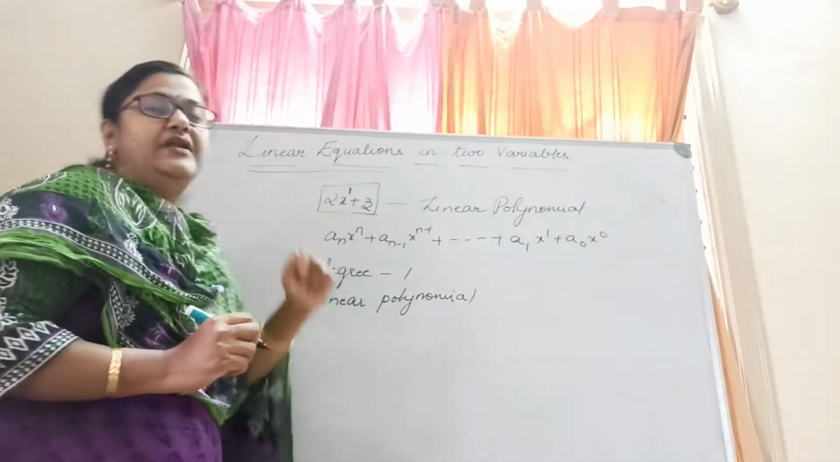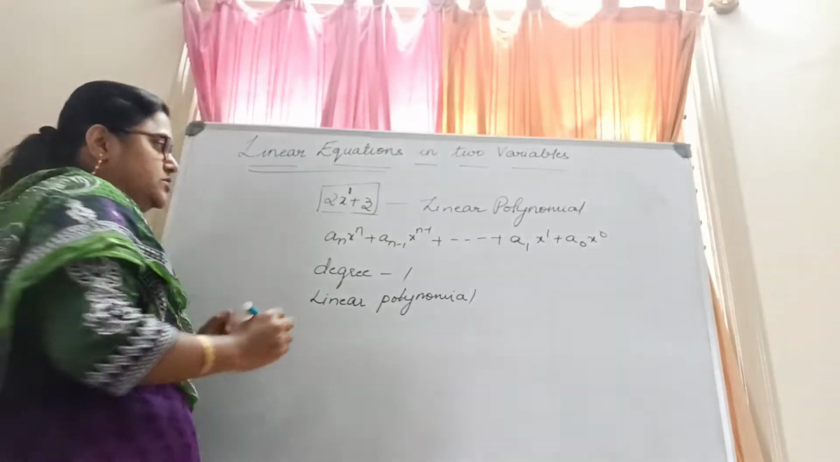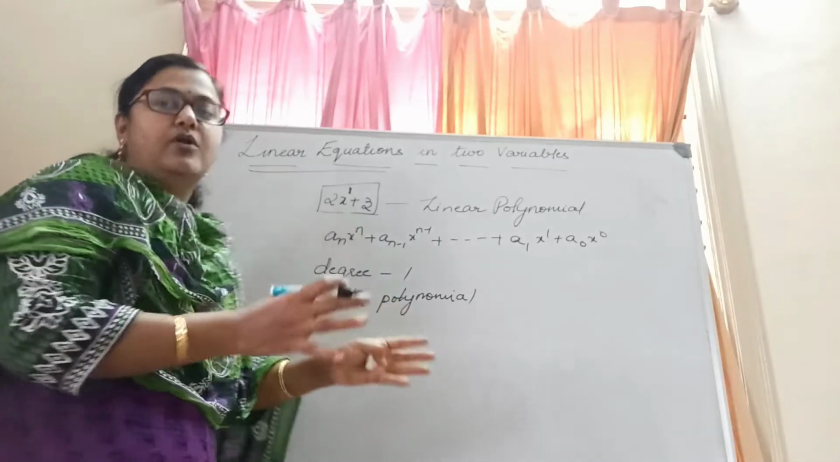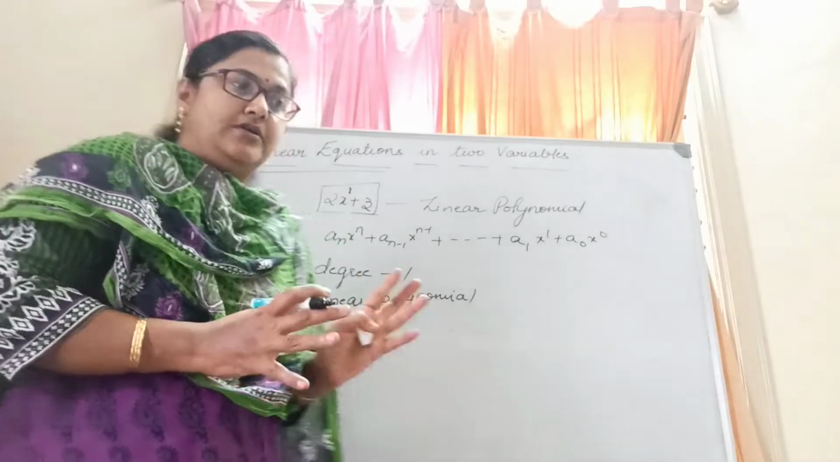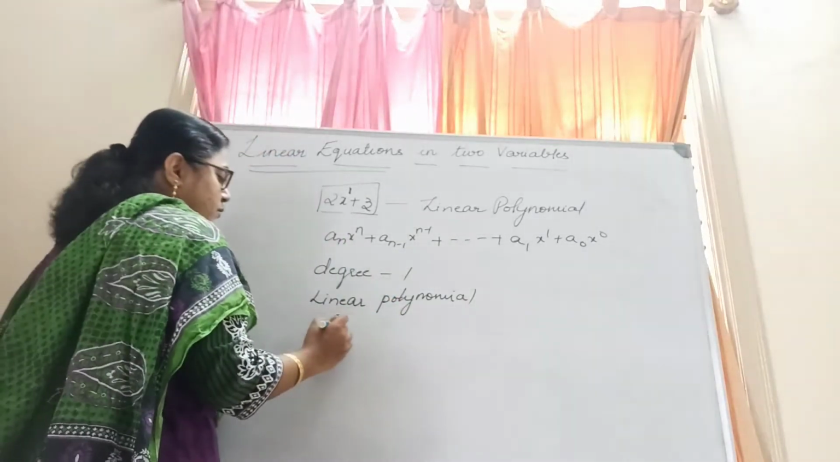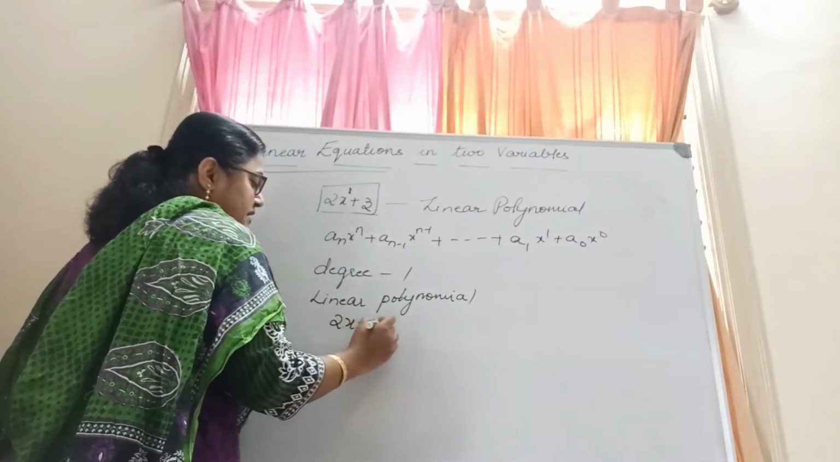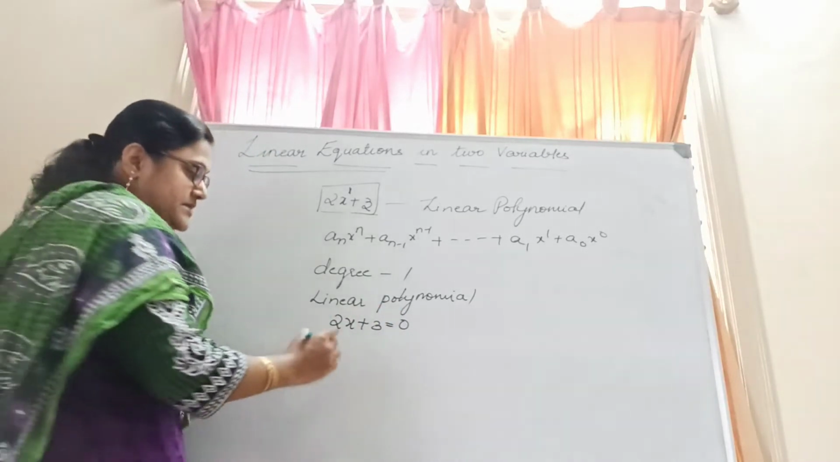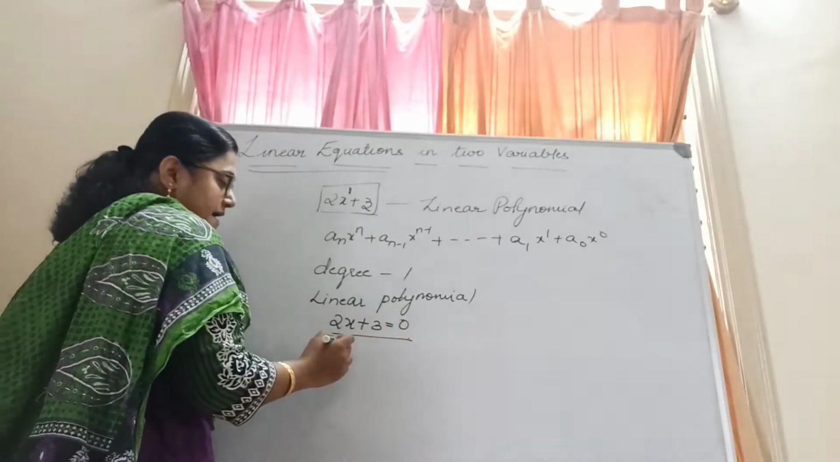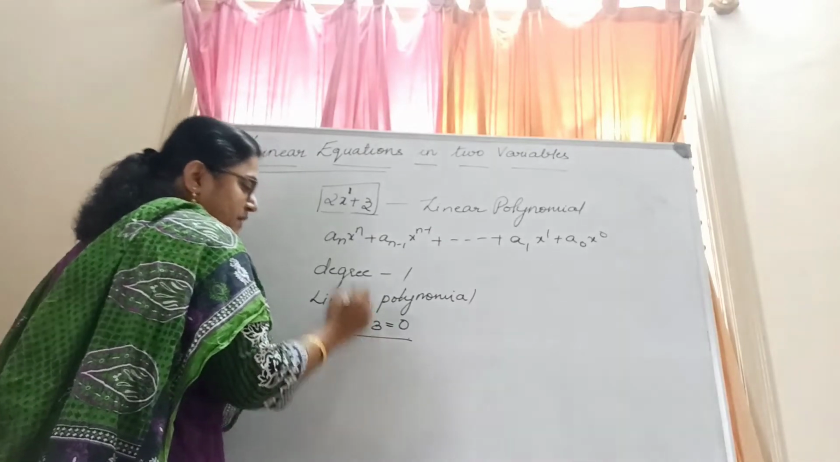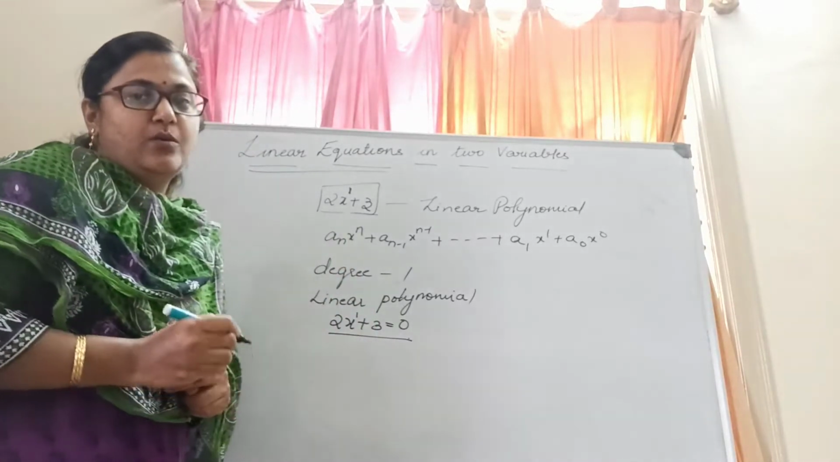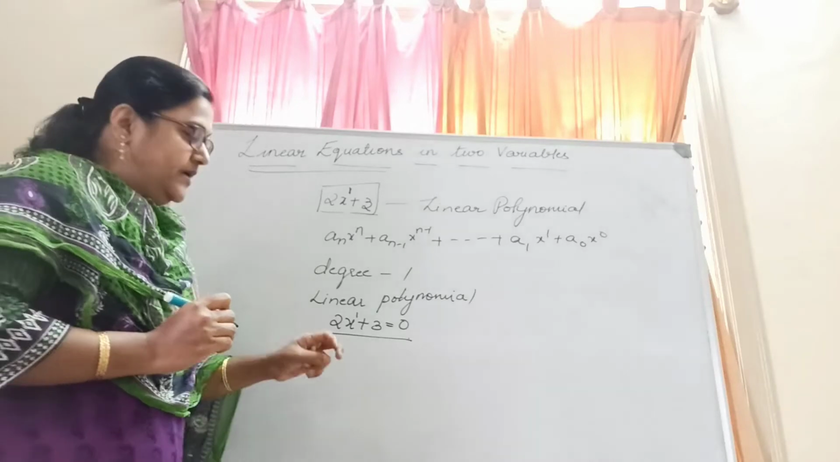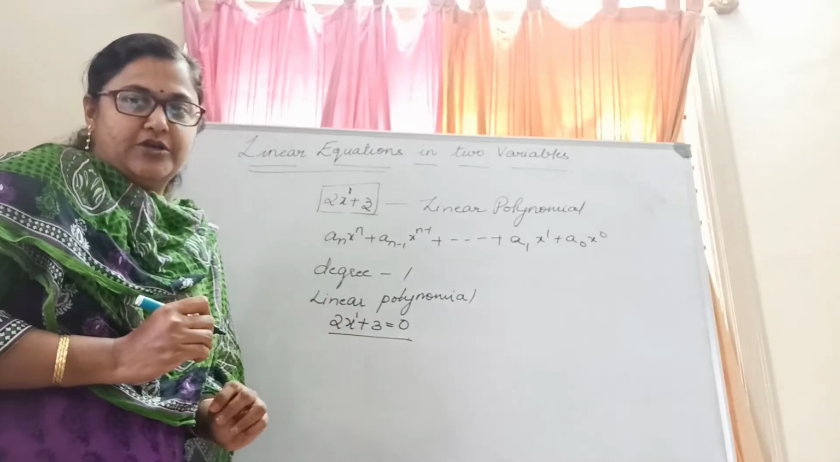Now we are talking about linear equations, right? So now you all know what a linear equation is. Here if I write this as 2x plus 3 is equal to 0, this becomes an equation. And this is a linear equation as the highest power of the variable is 1. So it is a linear equation.